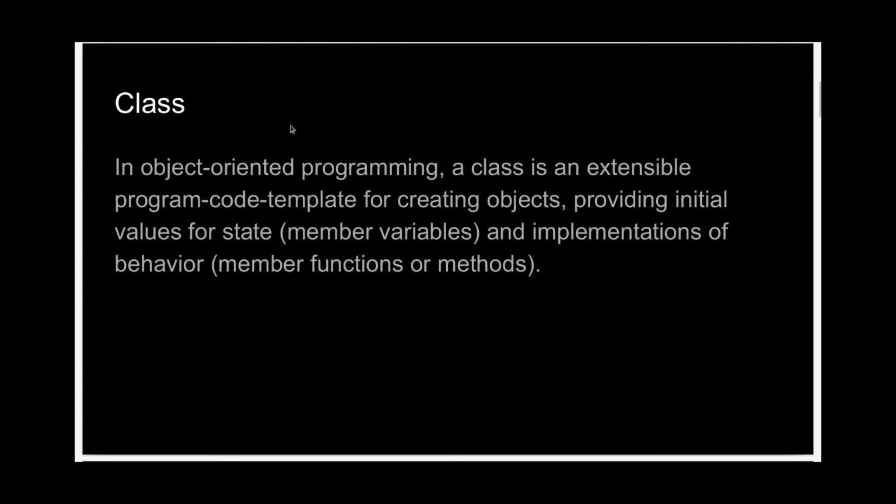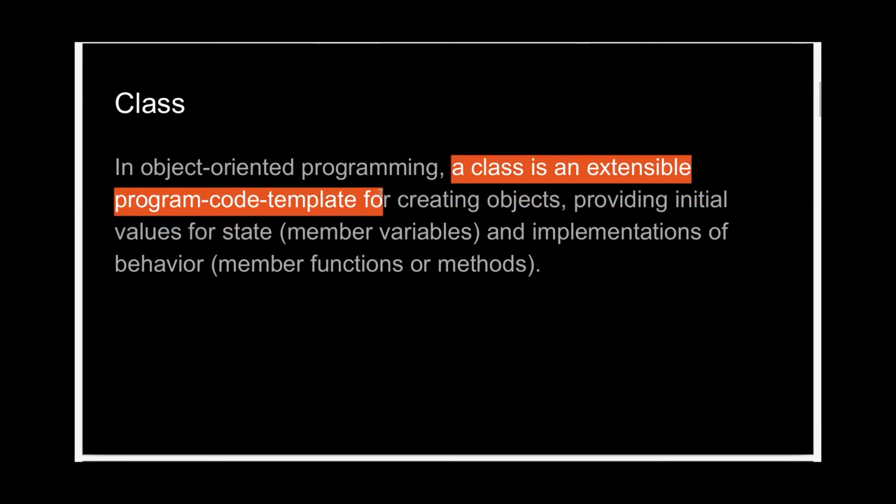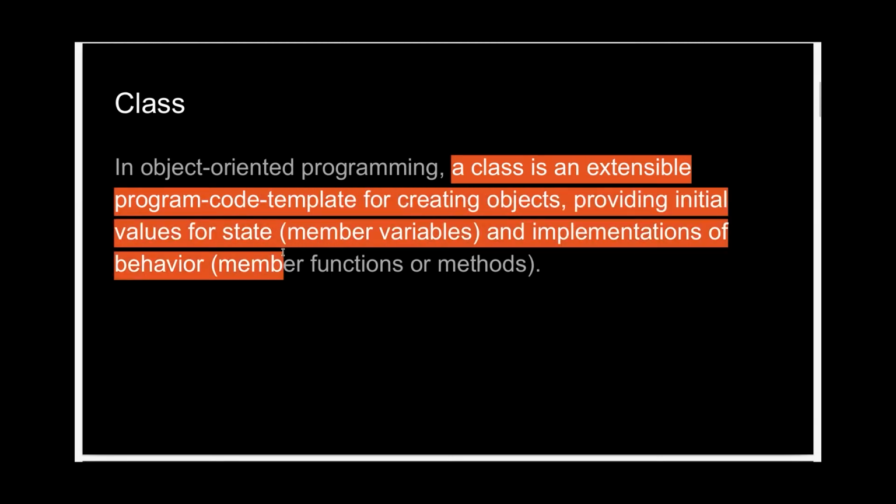There are two concepts that are absolutely essential to object-oriented programming, which are the concepts of class and object. First, let's talk about what a class is. In object-oriented programming, a class is an extensible program code template for creating objects, providing initial values for state, of member variables and implementations of behavior of member functions or methods.